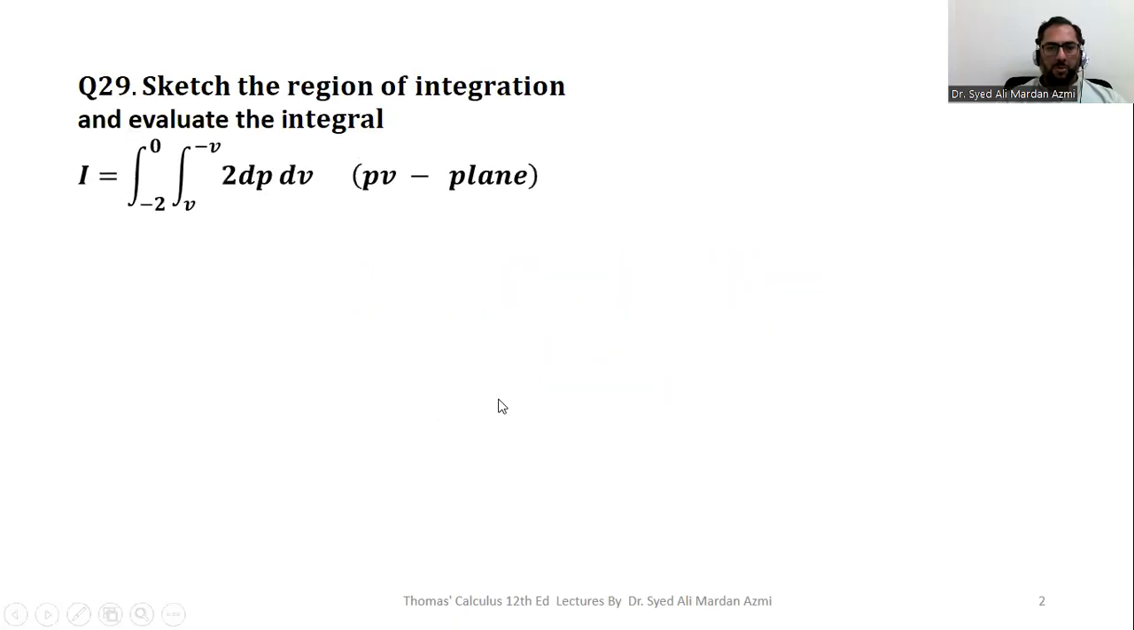In this lecture, we will discuss exercise 15.2, question number 29 from Thomas Calculus 12th edition book. The statement of the problem is: sketch the region of integration and evaluate the integral. The integral is given to us as 2 dp dv. The limits of p are v to minus v and the limits of v are minus 2 to 0.